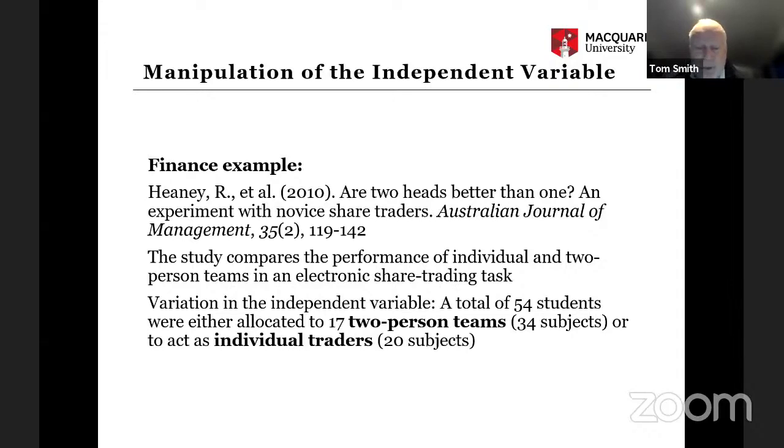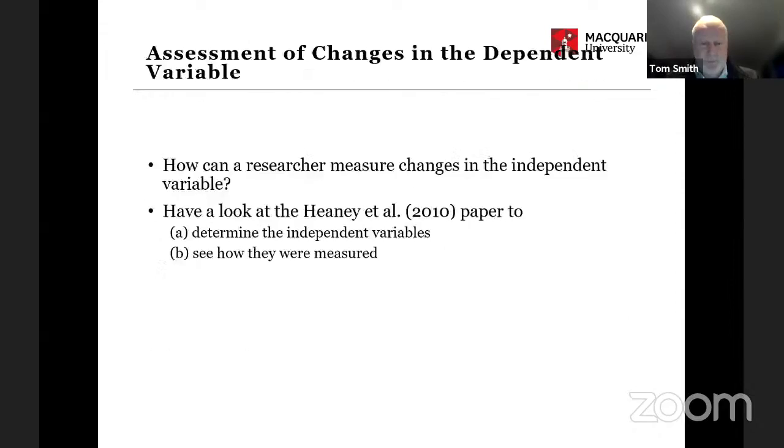34 were in the two-person teams, so that left 20 individual traders. So they looked at the outcomes of individual traders versus the outcomes of a two-person team to see whether two heads are better than one. That's not a bad introductory paper to look at. It shows how you measure the changes in the independent variable, the two-person versus the one-person. So that was the independent variable.